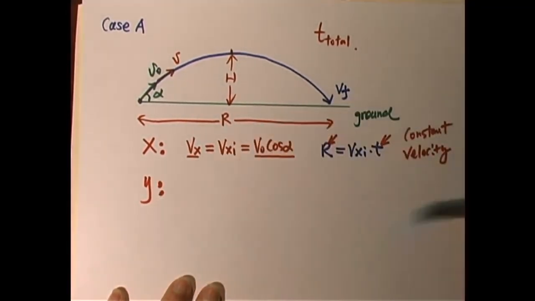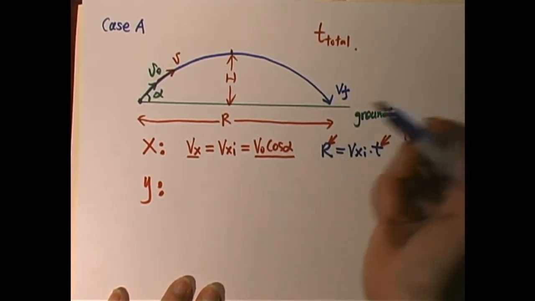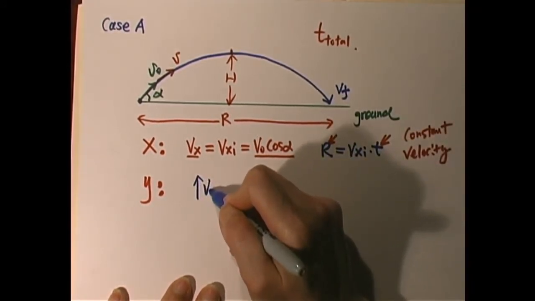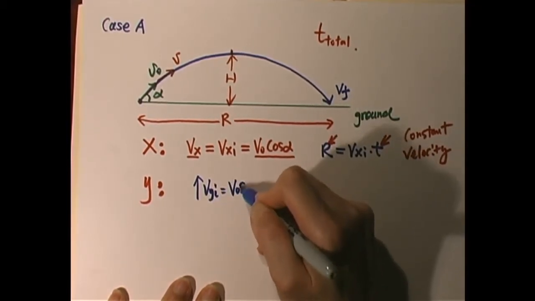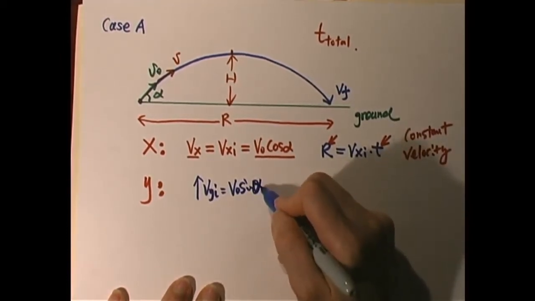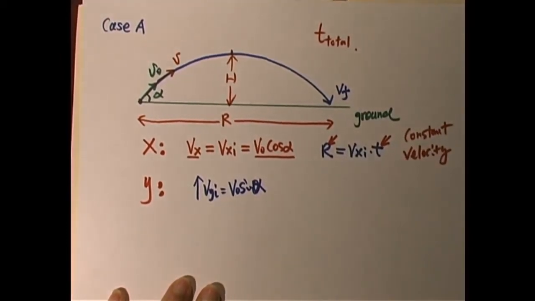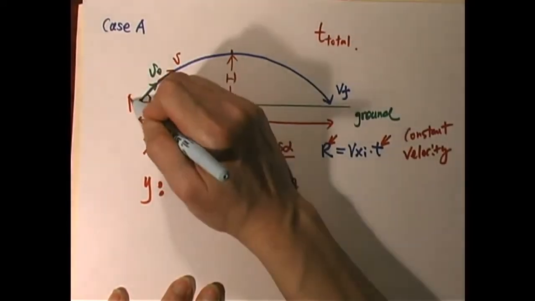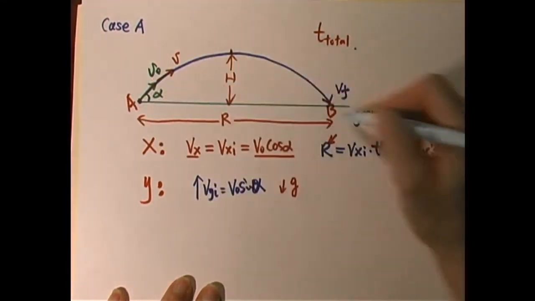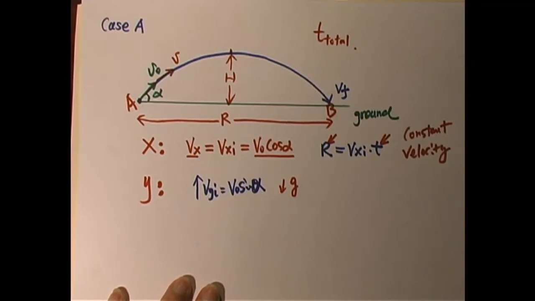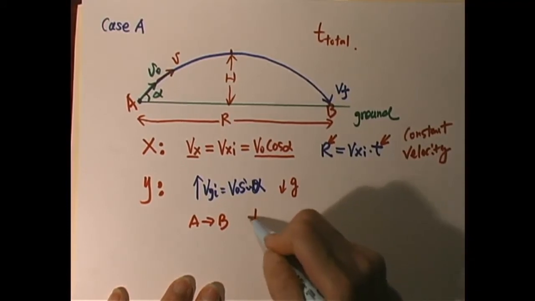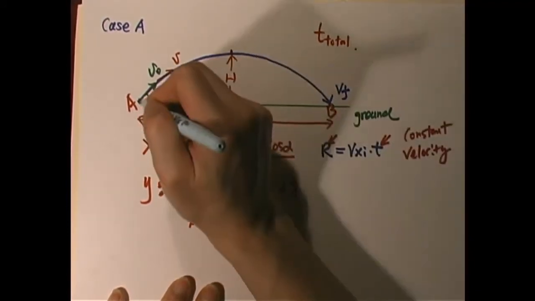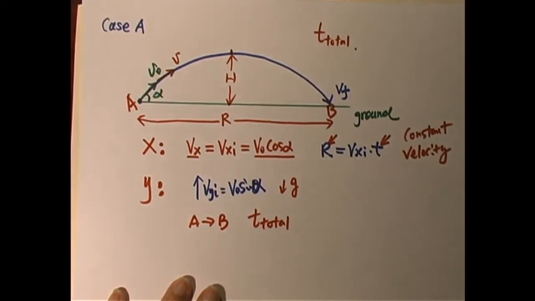The y direction is relatively simple because we start with a v of y initial that equals V0 sine alpha. And then there is a g involved, right? So if we start from point A, we end at point A. A and B have the same horizontal level. Therefore, from A to B, that gives us a total time, because A is here, and B is right before the impact.